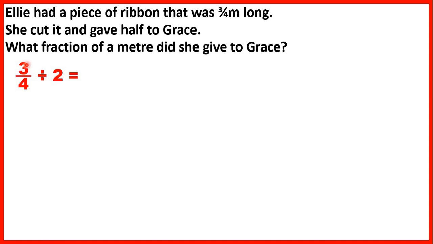Now when we're dividing a fraction by a whole number, we don't need to actually do any dividing at all. Instead, what we do is multiply the denominator by the number that we're dividing by. So 4 times 2 is 8, and then our numerator stays the same, so she gives 3/8 of a metre to Grace. The other way to find half is to multiply by a half. So instead of dividing by 2, we could have 3/4 times 1/2, and again we would get 3/8 as our answer.